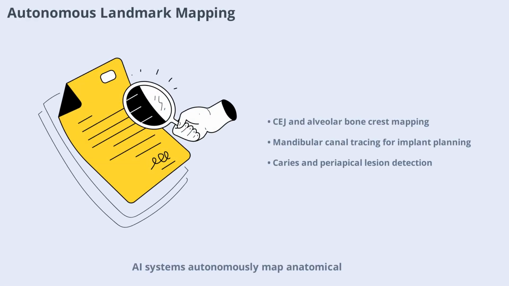AI systems autonomously map anatomical landmarks and pathologies on panoramic radiographs. For periodontitis, AI measures the distance between the cemento-enamel junction, CEJ, and alveolar bone crest, quantifying bone loss and classifying its type. In implant planning, AI traces the mandibular canal and mental foramen, alerting clinicians to nerve proximity risks.